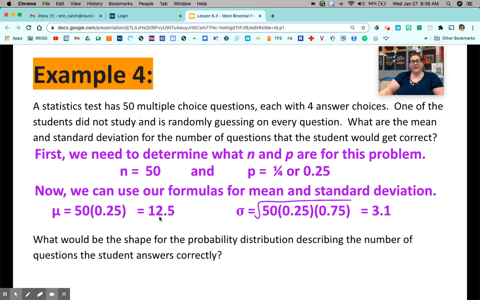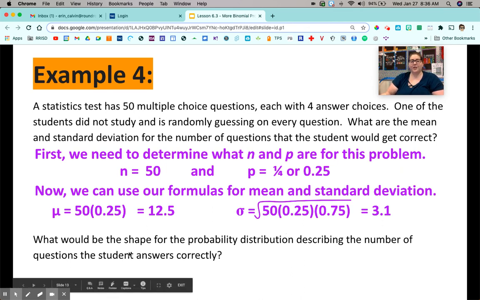So on average, we could expect the student to get about 12 and a half questions right, give or take 3.1. Right, so anywhere between like 9-ish and like 15-ish is typical to get correct out of 50, which is not a very good grade, by the way. So I do not recommend guessing on every question. You should study. What would the shape be for the probability distribution describing the number of questions?